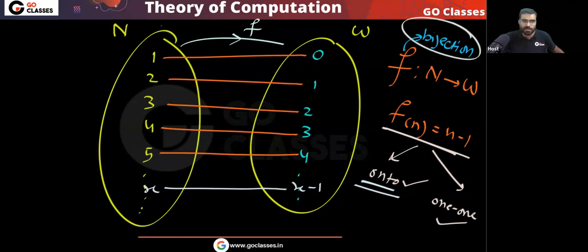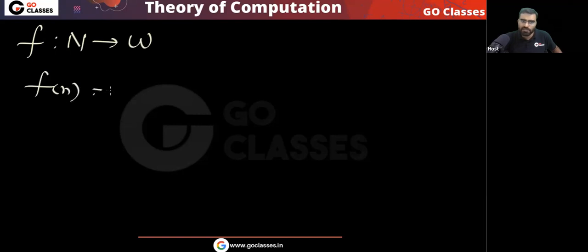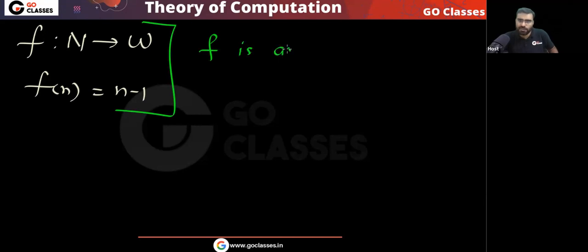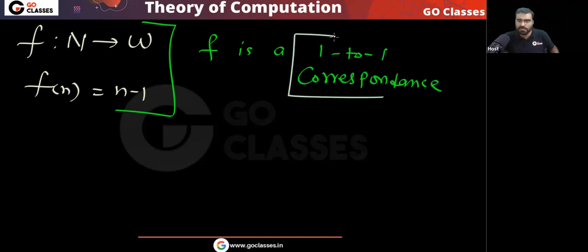And because there exists a bijection, what can I say? From the set of natural numbers to the set of whole numbers, F of n equals n minus 1. You can easily notice this F is a bijection. F is a one-to-one correspondence. Because there exists a one-to-one correspondence, what can you say?